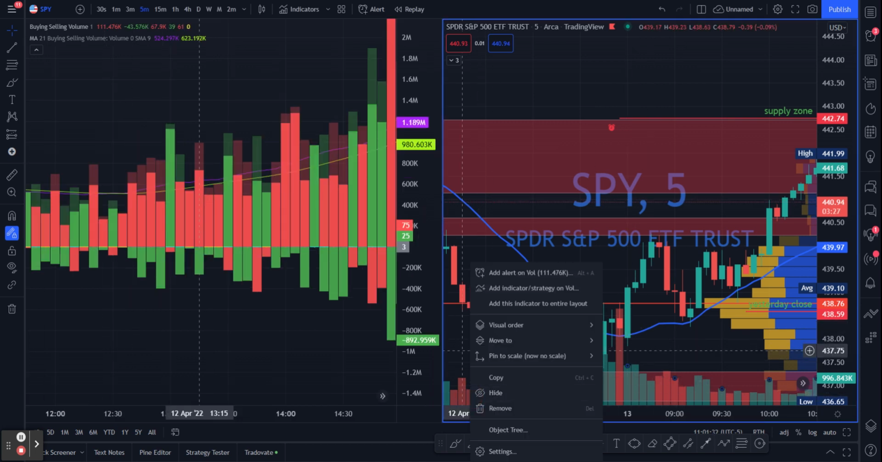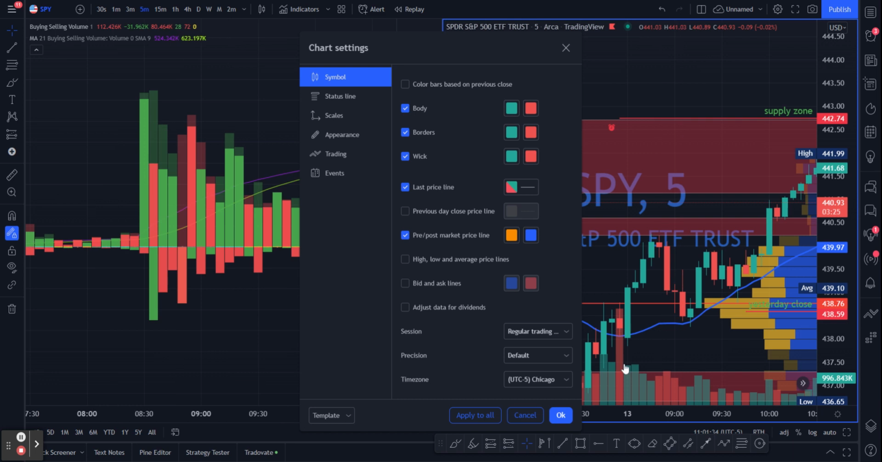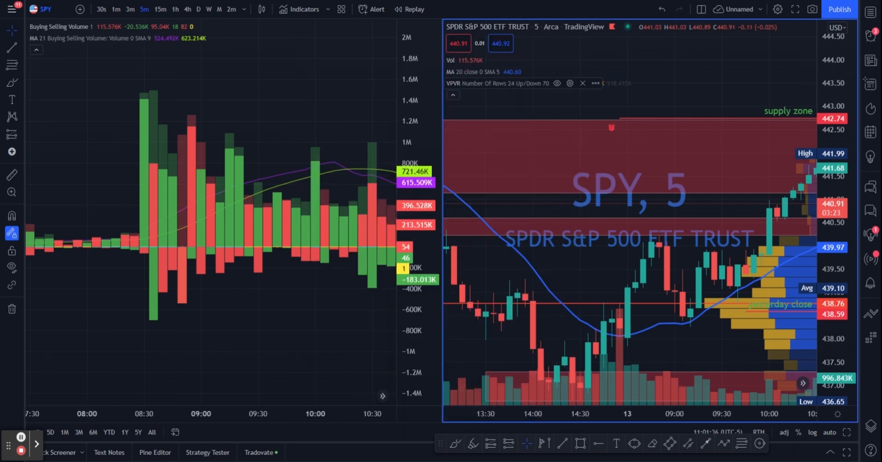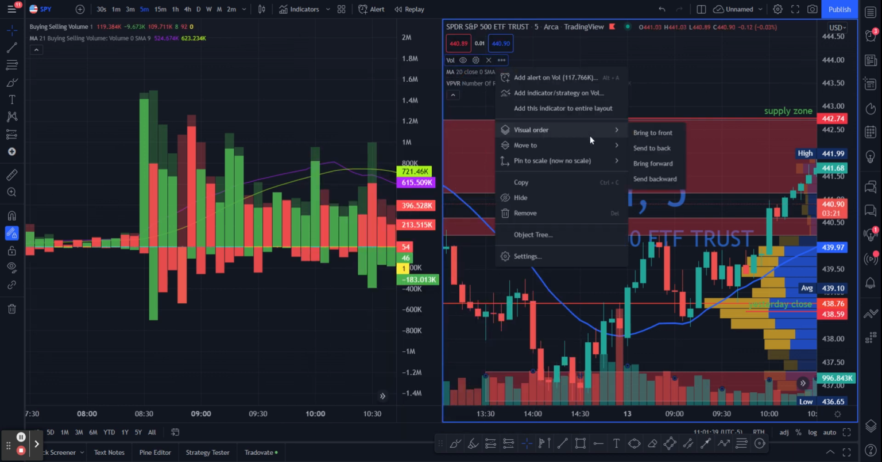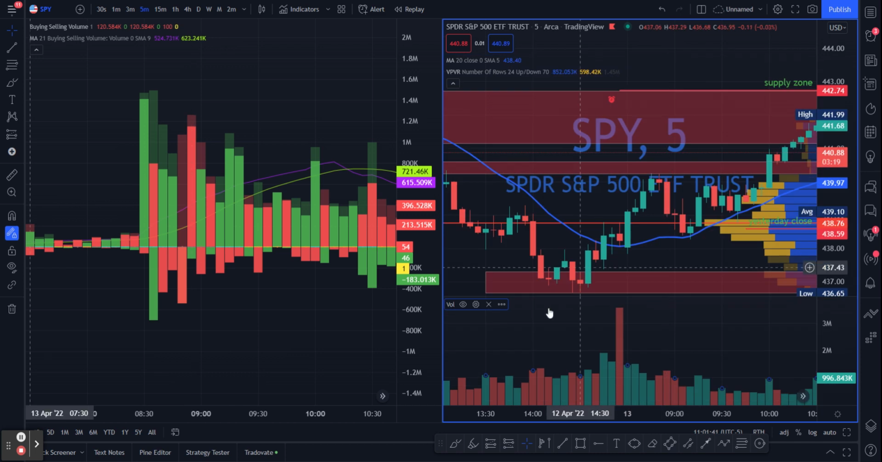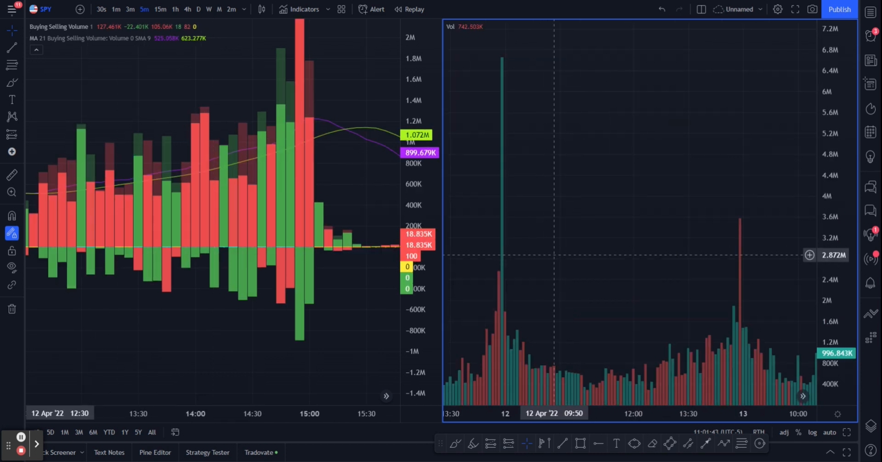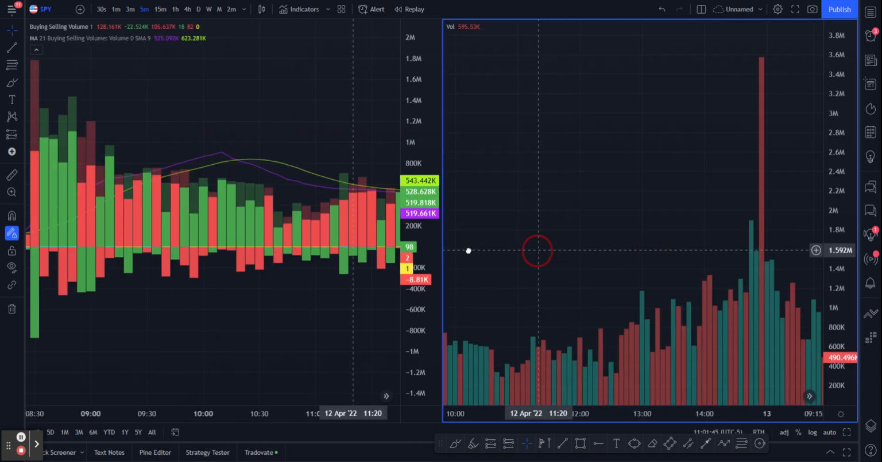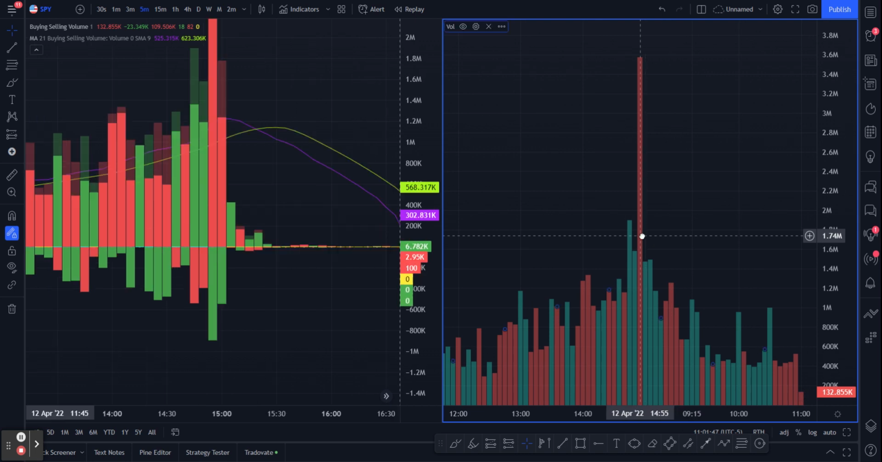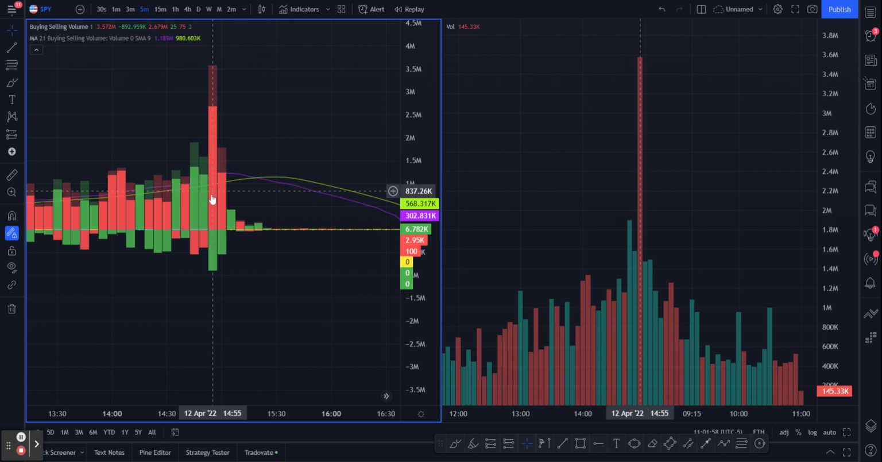Let me bring this up here. Let's add this volume to its own pane so we can show you a little bit better. Here we go. Let's go back to right here and look at this big red bar. You see that? That bar is this bar right here. So you can see how the sellers dominated this bar, with only a little bit of green, a little bit of aggressive buying.